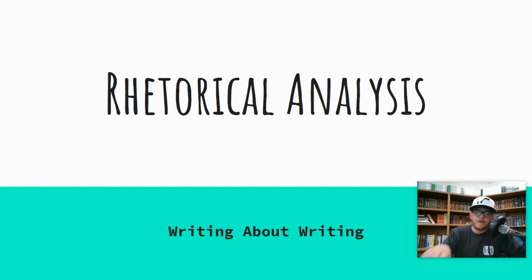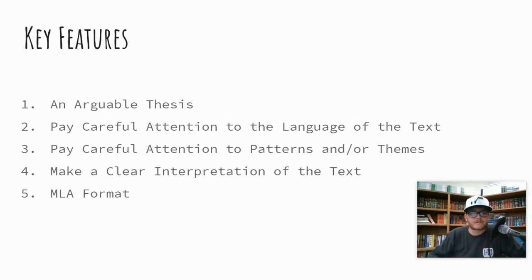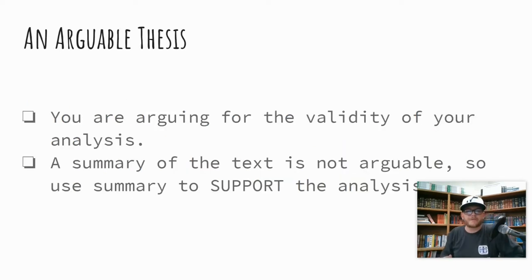So, five key features to writing a rhetorical analysis. Those include an arguable thesis, paying careful attention to the language of the text, paying careful attention to patterns and or themes of the text, making a clear interpretation of the text, and then, as always, writing in MLA format. Okay, I'm going to break down each of these key features individually, starting with an arguable thesis.